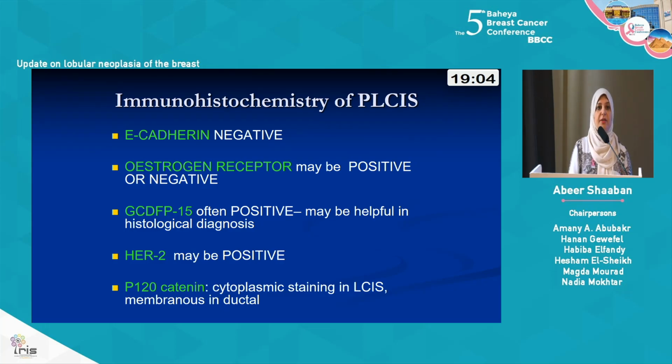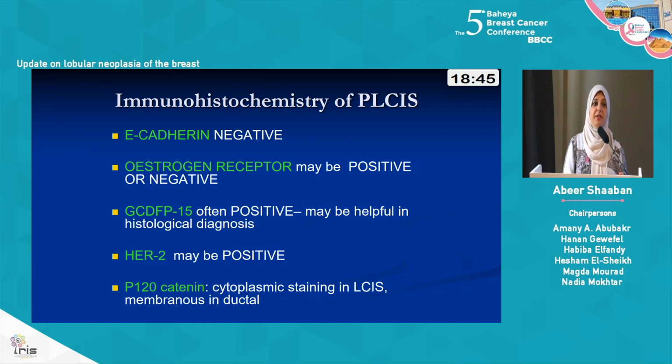PLCIS is E-cadherin and beta-catenin negative, similar to classic LCIS. What's different is that estrogen receptor may be negative. So if you have a lobular proliferation that is ER negative, it's very unlikely that this is classical. Think of the other types, okay?